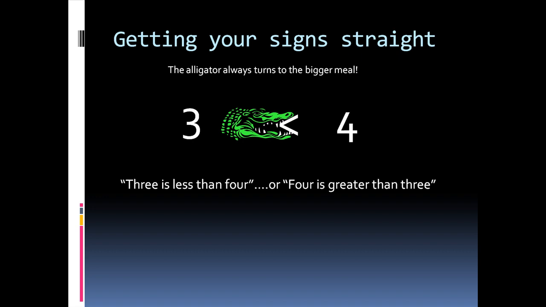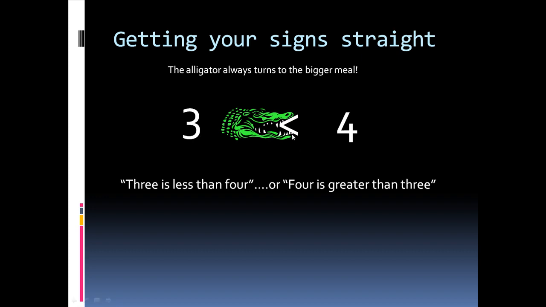Okay, here we have a relational expression. We saw this on the previous slide. 3 is less than 4. Okay, now you just remember that the alligator always turns to the bigger meal. All right, so he's turning away from the 3. Therefore, the 4 is the greater of the two. So we could say 3 is less than 4. We could also read this as 4 is greater than 3.